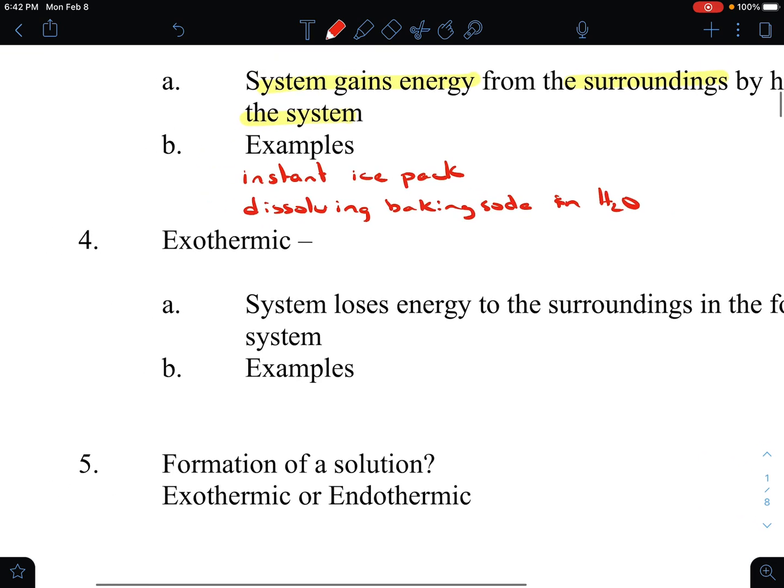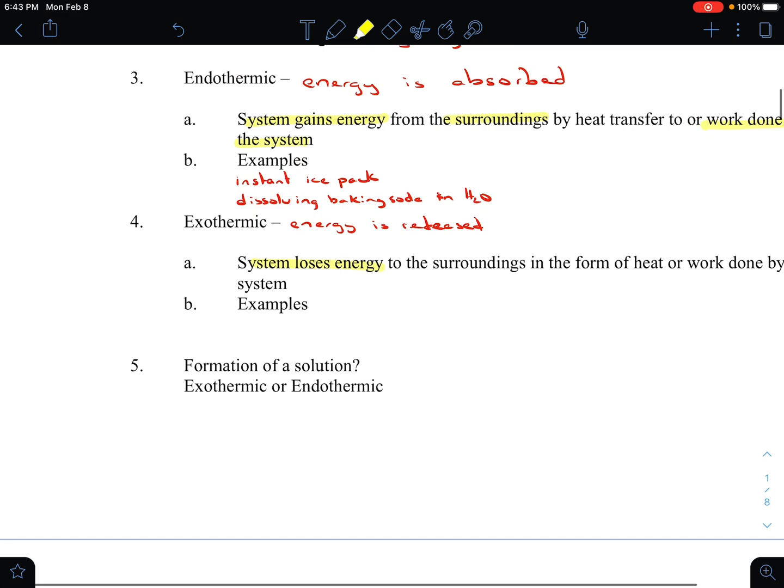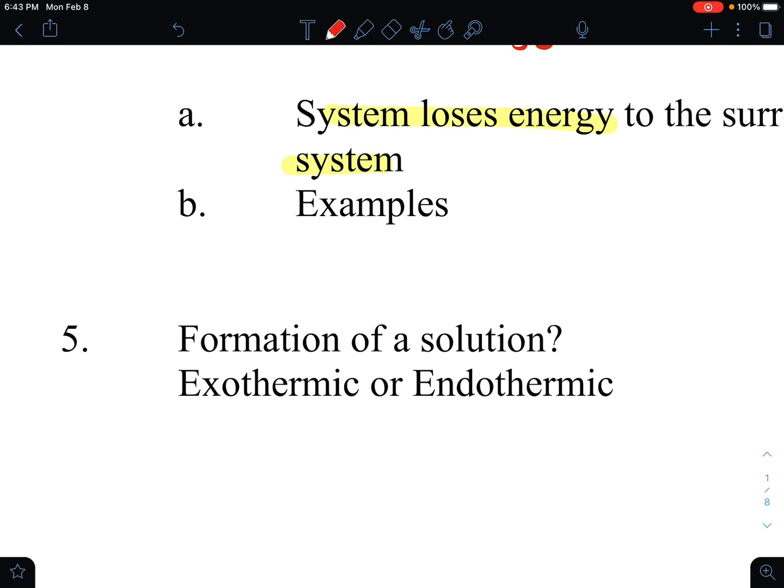Now we have our exothermic reaction. If endothermic is energy is absorbed, exothermic means energy is released. We are releasing energy, so the system is losing energy to the surroundings, or work is being done by the system. Some examples of that: we talked about something cold, so let's talk about something like hand warmers. Those are an exothermic reaction. You feel it, your hand gets warm. You start shaking them or whatever you're supposed to do and they get warm.